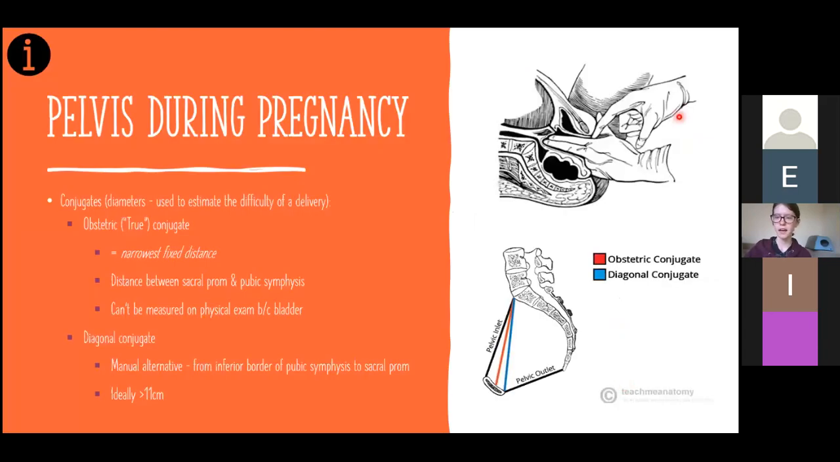All right, pelvis during pregnancy. I don't know if we covered this, but I saw it in a past revision lecture. So that one's just for your reference. It's basically a measure of how wide the pelvis is. So therefore, how easy or hard childbirth's going to be.